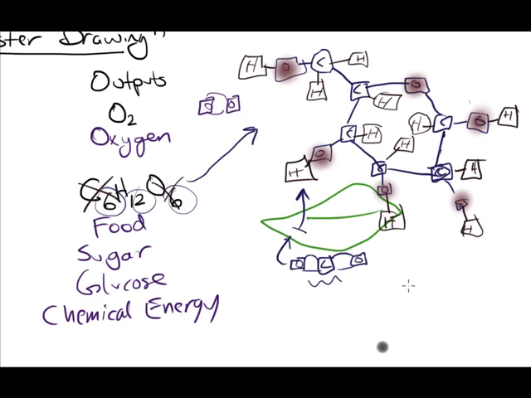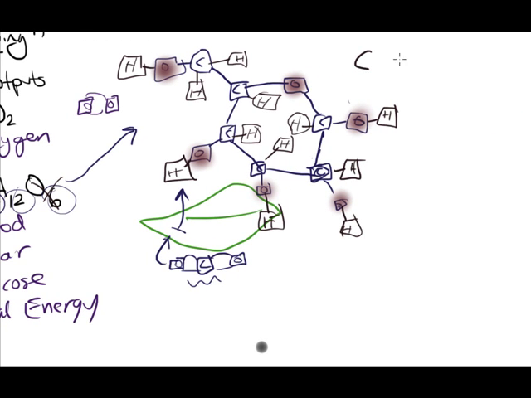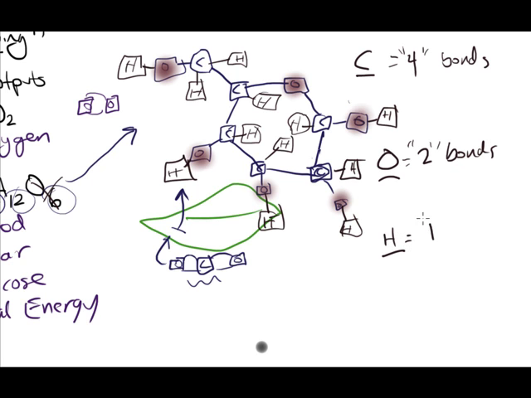Now if you go around this molecule, you should see that every carbon atom is making 4 bonds with another atom, and that makes carbon stable. Every oxygen atom is making 2 bonds, and that makes oxygen stable. Every hydrogen atom makes 1 bond, and that makes hydrogen stable.